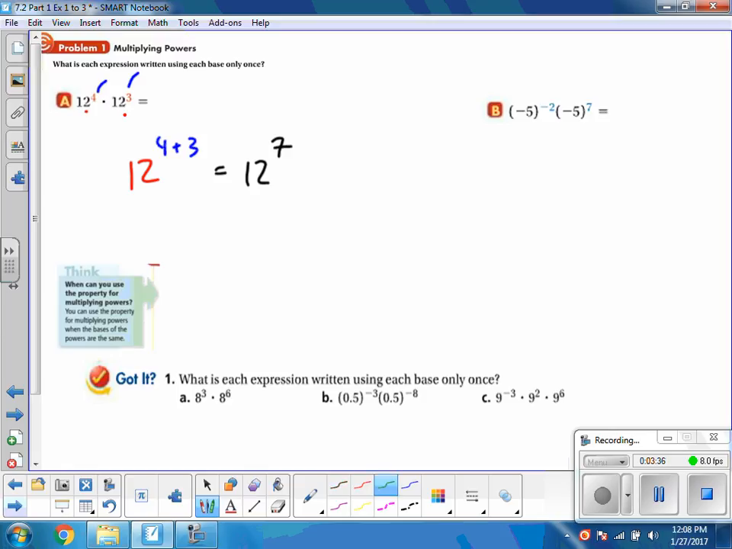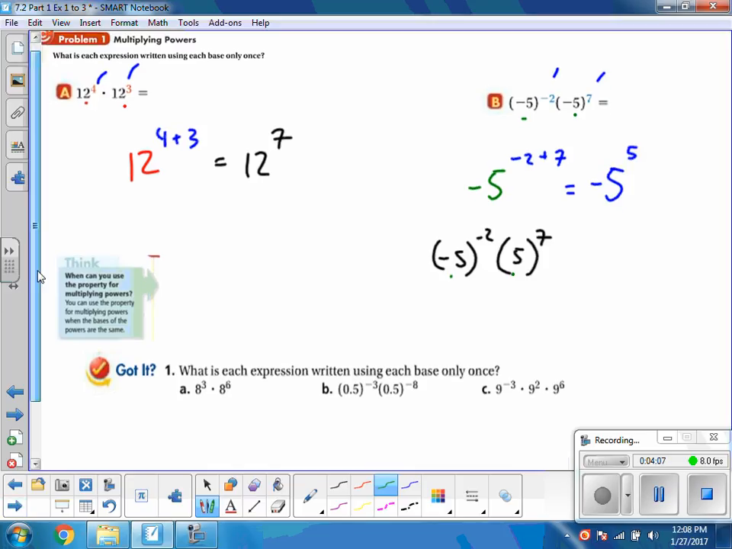This one over here has the same base of negative 5. And I'm going to add my exponents, so negative 2 plus 7, and I end up with 5. So I have negative 5 to the fifth power. Now notice if these were negative 5 to the negative second times 5 to the seventh, I could not use this product rule, because they are not the same base. So careful, one of the main things is they have to have the same base.